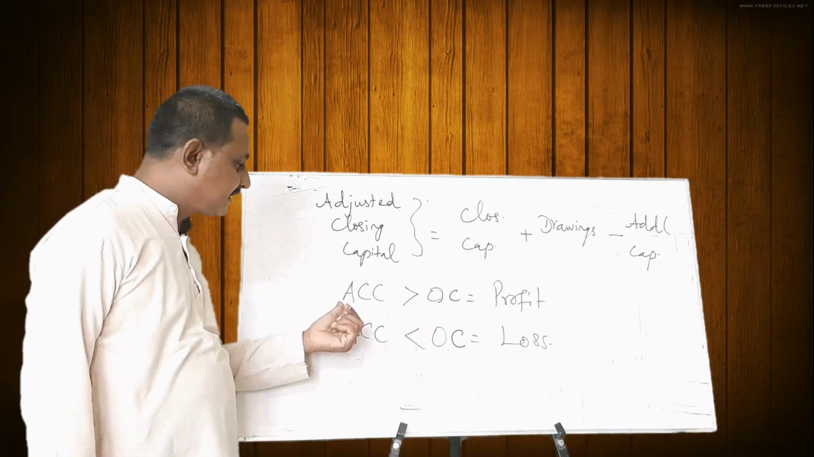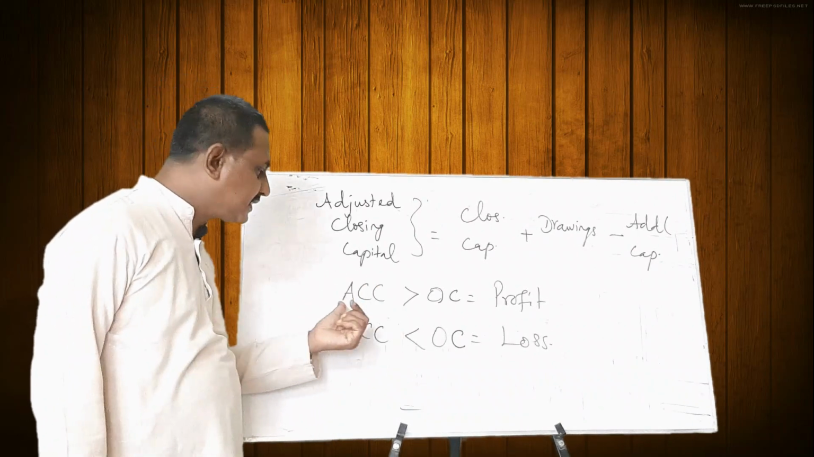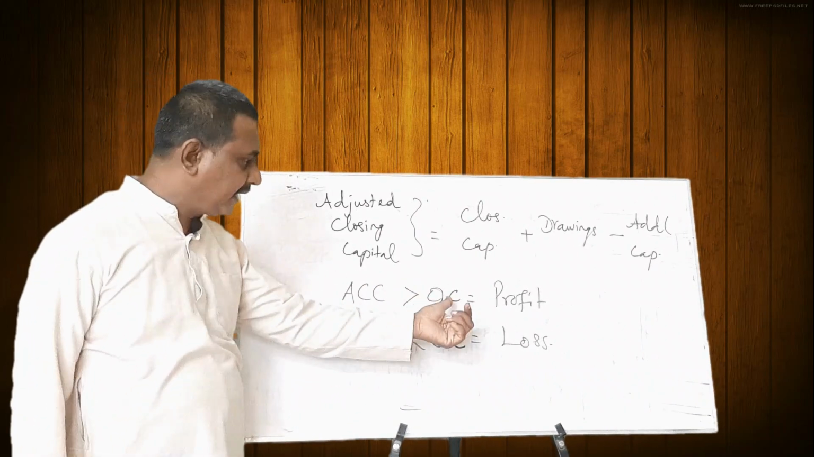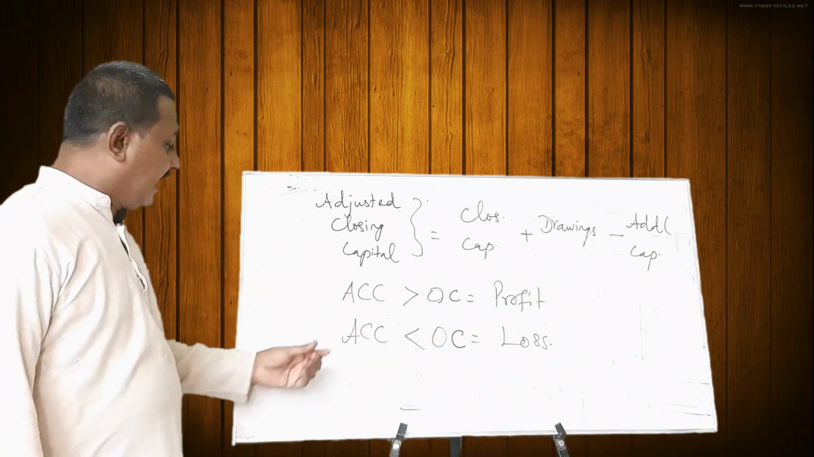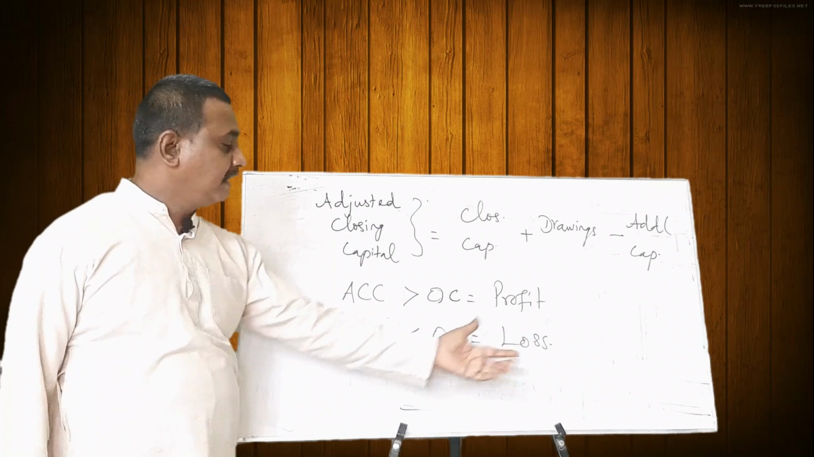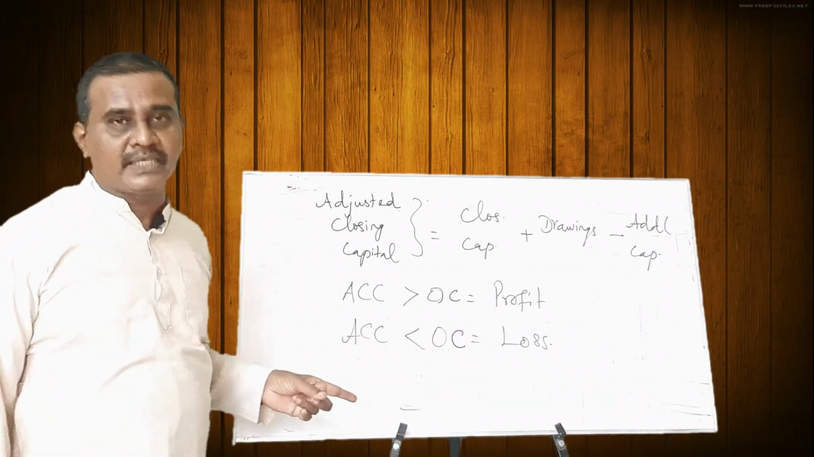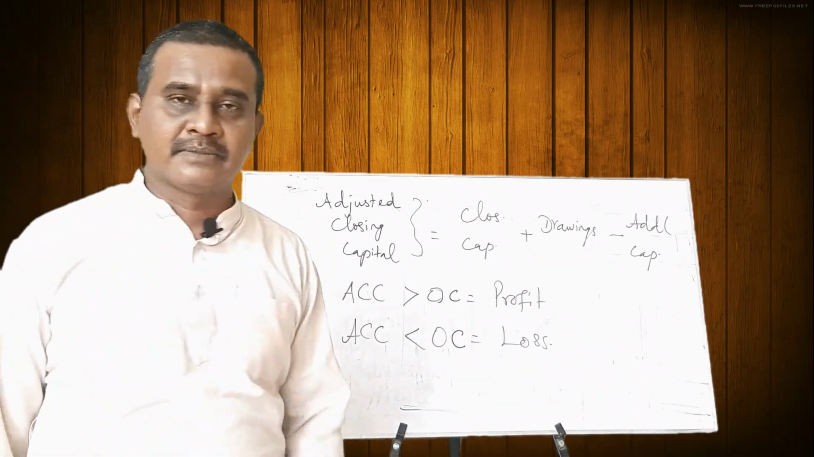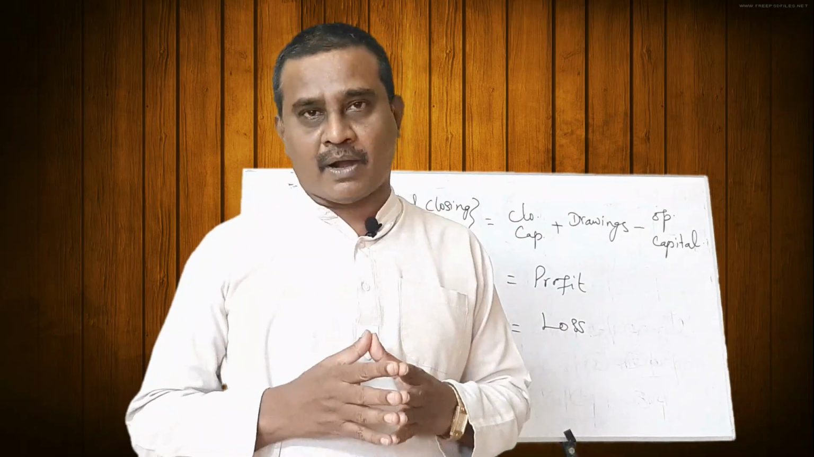Now see, adjusted closing capital. If adjusted closing capital is more than the opening capital, there is profit. If adjusted closing capital is less than the opening capital, there is loss. This is a 1 mark question normally asked in 1 marks. Now let us directly go to the problems.